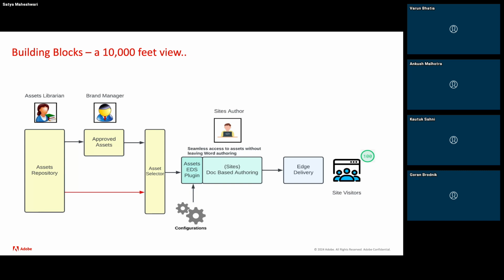As we saw, the asset librarian is managing the asset repository. Once the assets are present in the repository, the brand manager typically chooses assets and approves them, and as soon as they are approved, they are available in the asset selector.